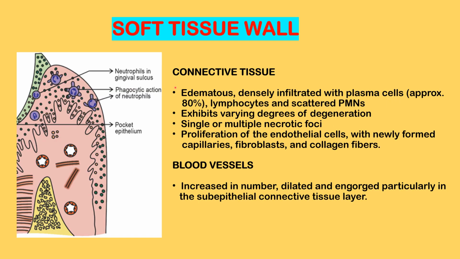Coming to the soft tissue wall of the pocket, the connective tissue is edematous, densely infiltrated with plasma cells, followed by lymphocytes, and scattered PMNs are also present. It also exhibits varying degrees of degeneration with presence of single or multiple necrotic foci. There is proliferation of endothelial cells with newly formed capillaries, fibroblasts, and collagen fibers. The blood vessels are increased in number, dilated, and engorged, particularly in the subepithelial connective tissue layer.